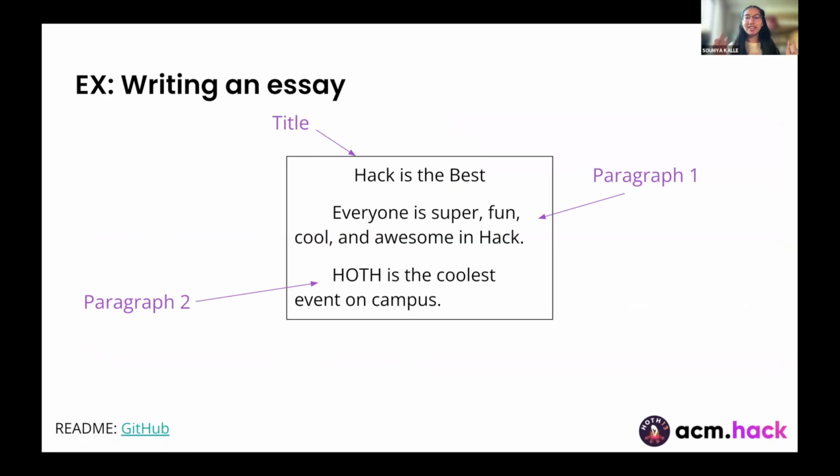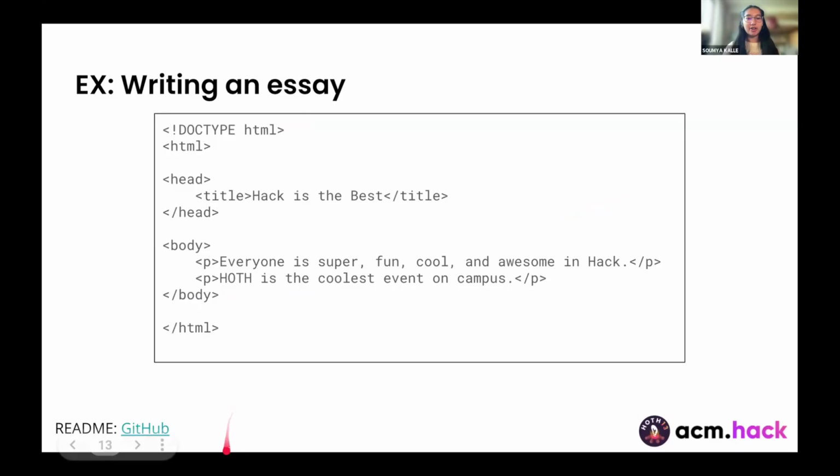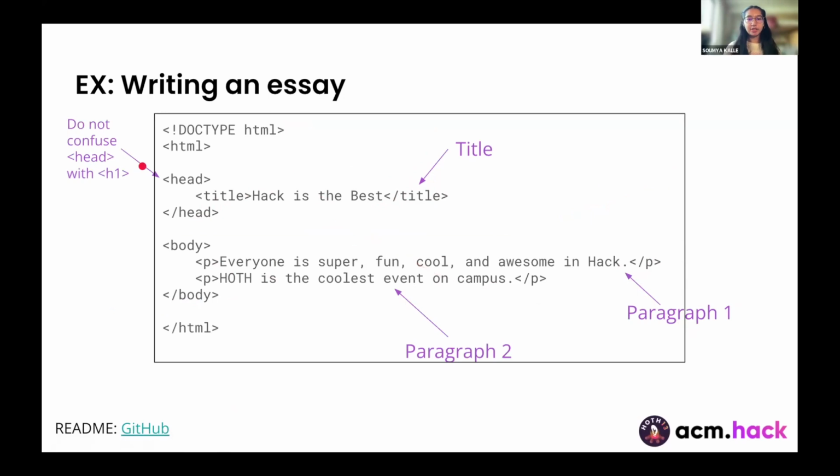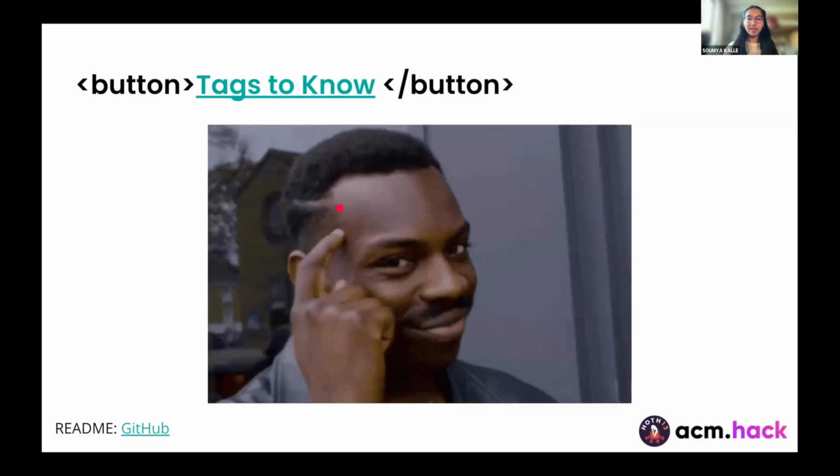So if we want to translate that into HTML, we have to be more clear. Here we have the title, so we have a title tag. That's the opening tag, and that's the closing tag with the little slash. Now we're very certain that this is the title. Then we have the first paragraph, and again, it's very clear that this is one paragraph. And then another one, also expressly clear that it's a paragraph. Make sure you don't confuse title with H1, which we'll get into later. All right, here's some useful tags to know.